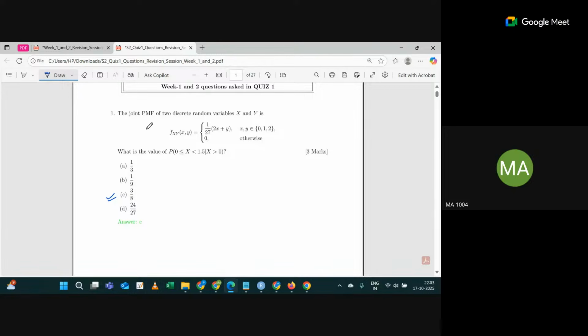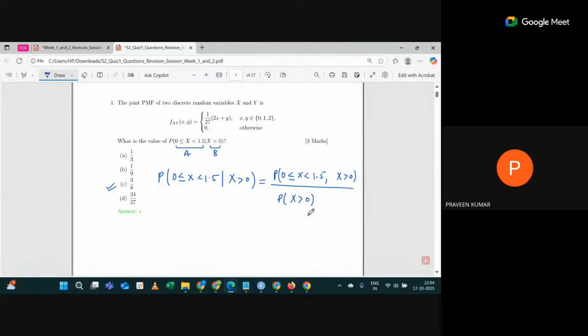Let's say this is A, and this is B. So by using the concept of probability A given B, can I write this, X is less than 1.5 given that X is greater than 0? Can I write probability 0 less or equal to X less than 1.5 and X is greater than 0, divided by probability X is greater than 0? Yes or no? So far so good.